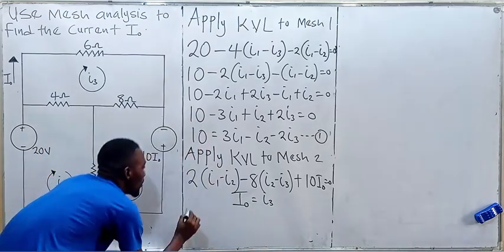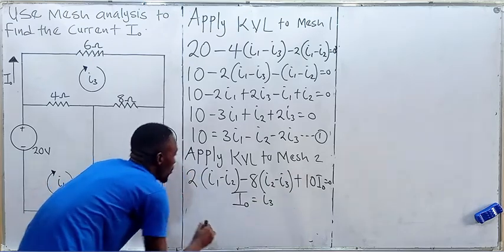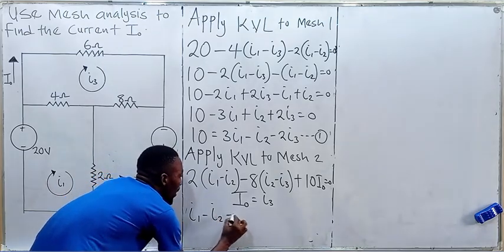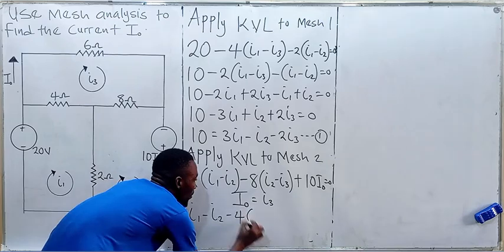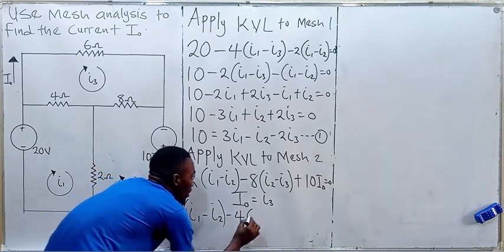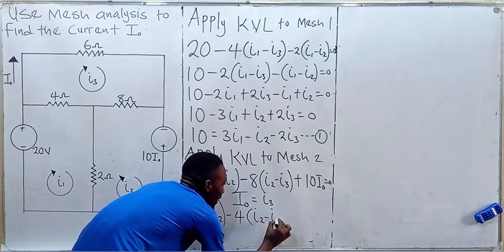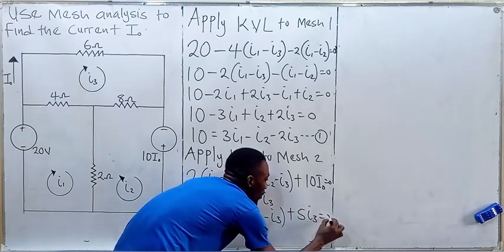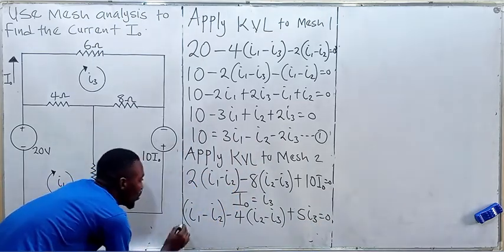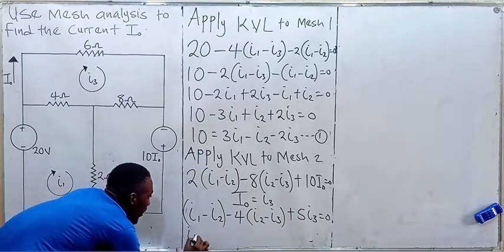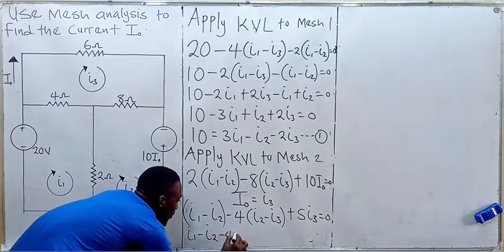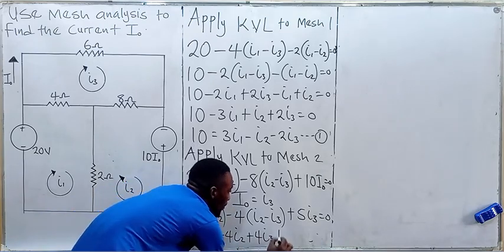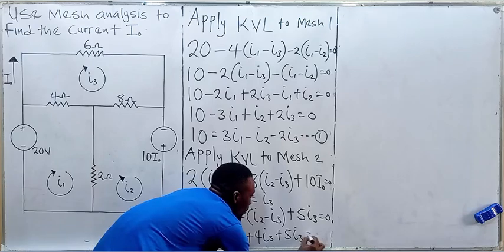All right, so if we substitute that and divide through by 2, we are going to have I1 minus I2, then minus 4 into, let me put bracket, I2 minus I3, then plus 5I3 equals 0. If we open the bracket, we are going to have I1 minus I2 minus 4I2 plus 4I3, then plus 5I3 equals 0.